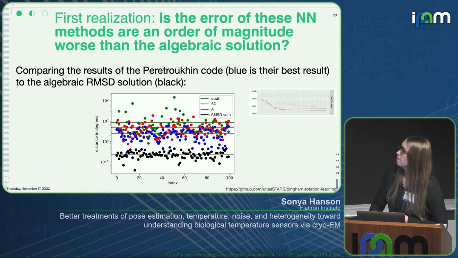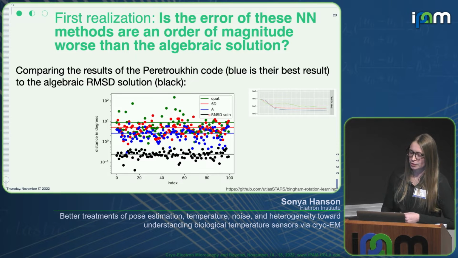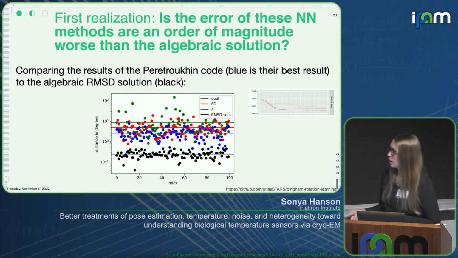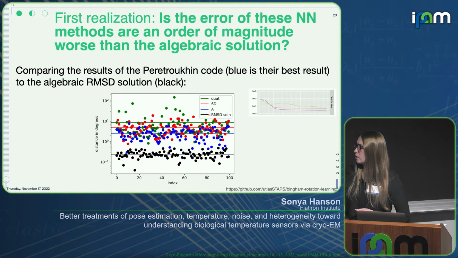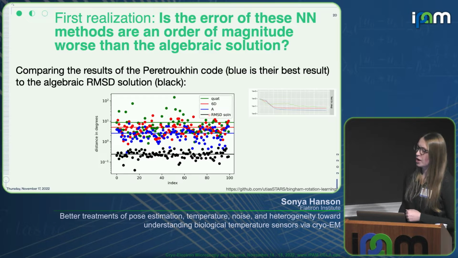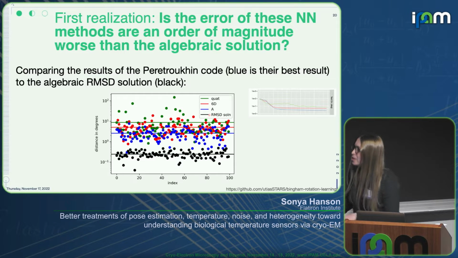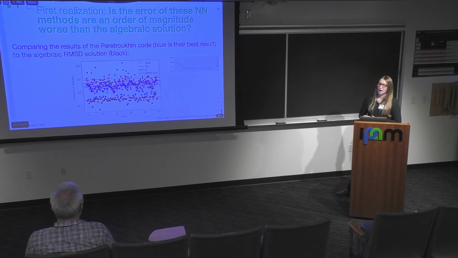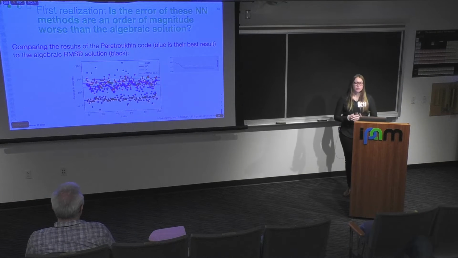But we found that their results, and here we've actually just taken the code from the Peretrukin paper and run it ourselves, are an order of magnitude worse than if we just do RMSD, which is the analytical solution to this exact problem. And neither of these papers really mentions the RMSD solution to this problem, and we found that kind of startling.